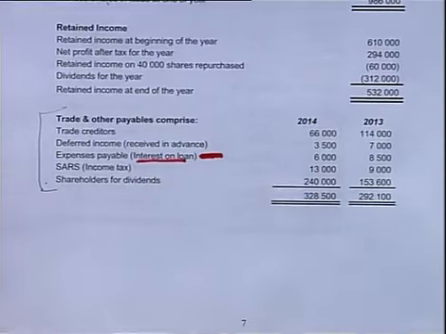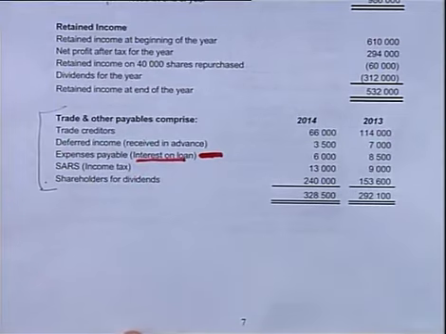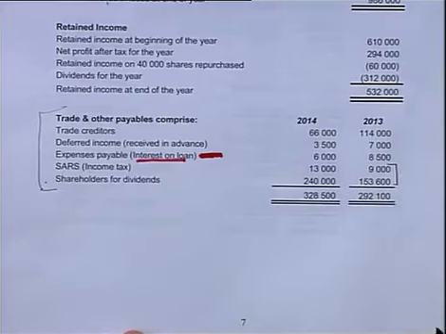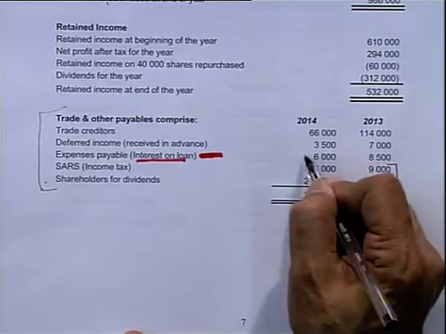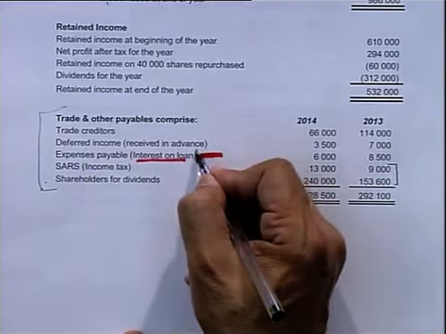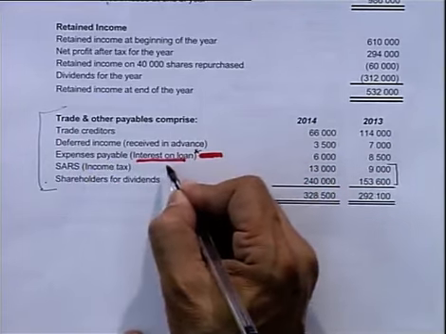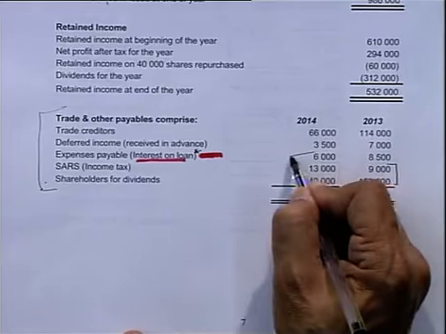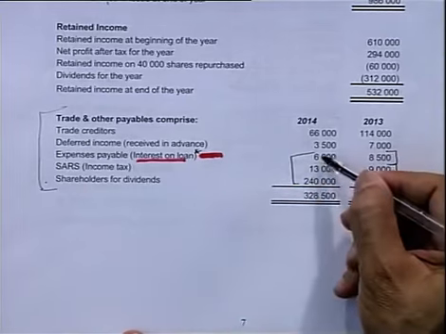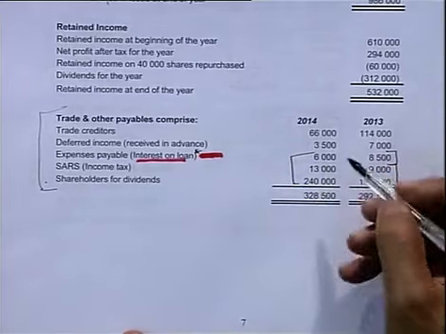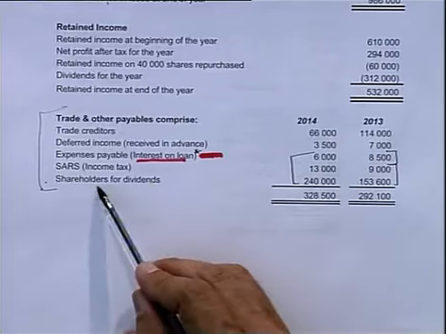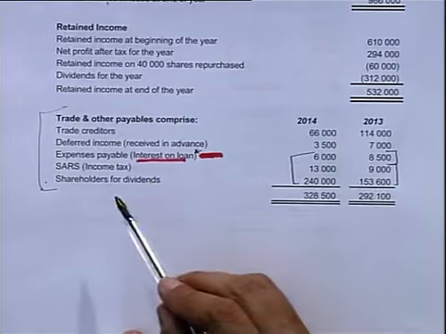So normally what we do, we only discard SARS and shareholders. But in this case, because it says expenses payable and it mentions that interest on loan is the only expense, we have to discard all three of them now. So we have to discard all three of those items. We have to discard the shareholders for dividends, because later we'll use those two figures to calculate the dividends paid.